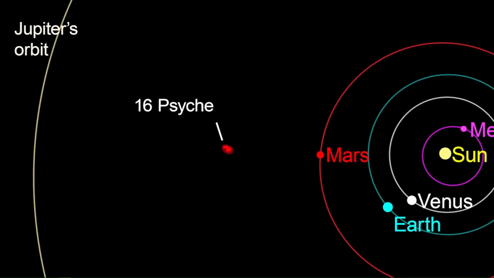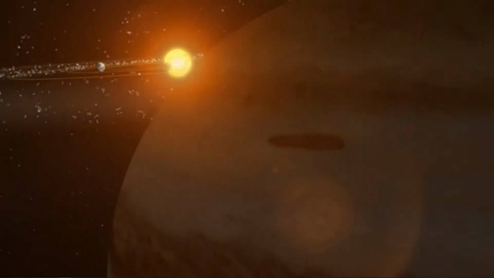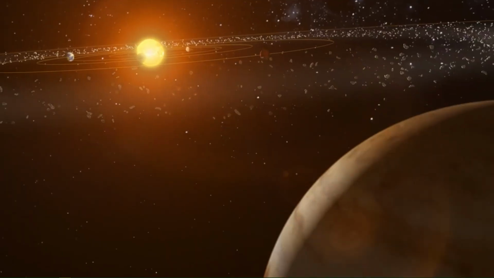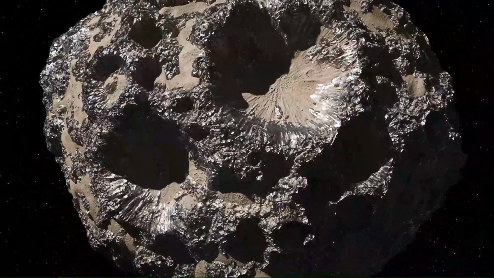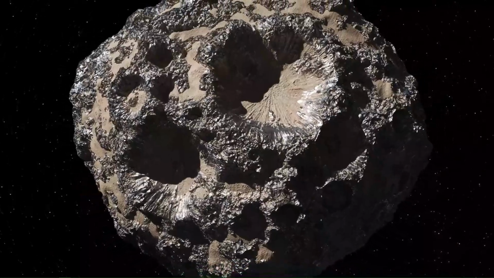16 Psyche is an asteroid that orbits the Sun out between Mars and Jupiter. The reason that Psyche is unique is that it is metal-rich. It's believed that it may be a remnant core of an early planetesimal that was formed in the very, very earliest parts of the formation of the solar system.